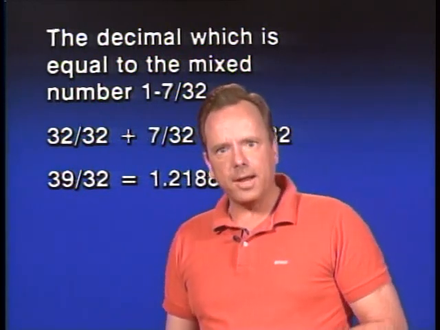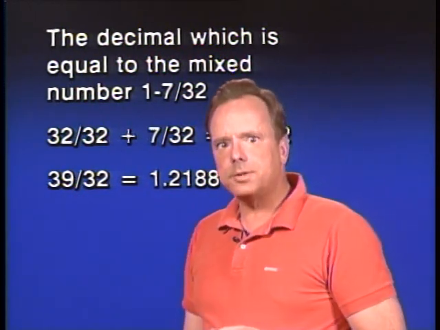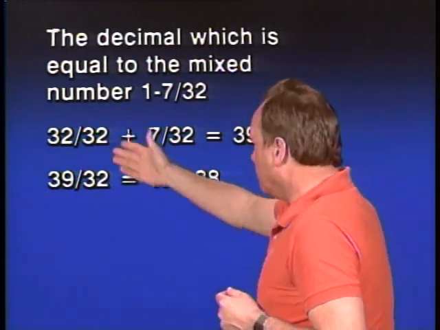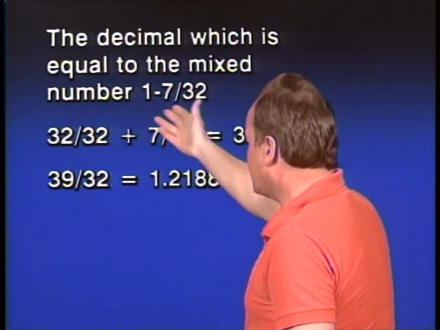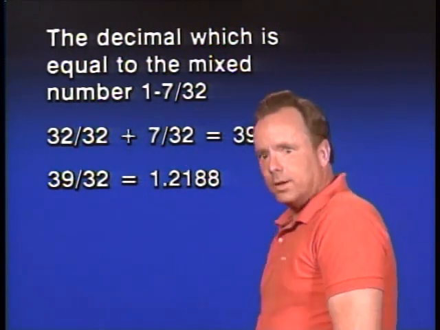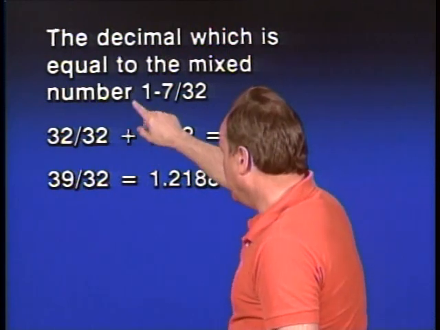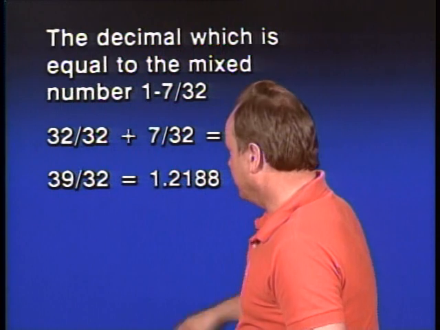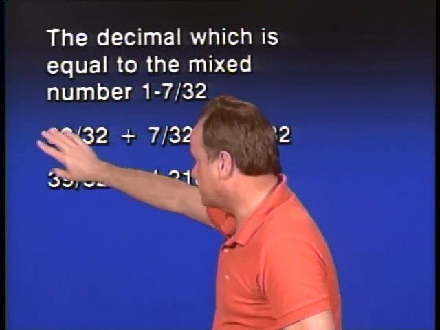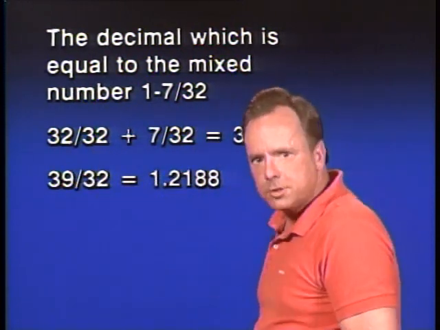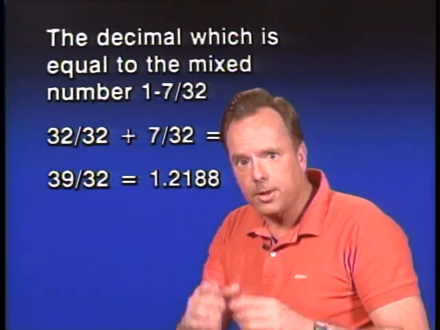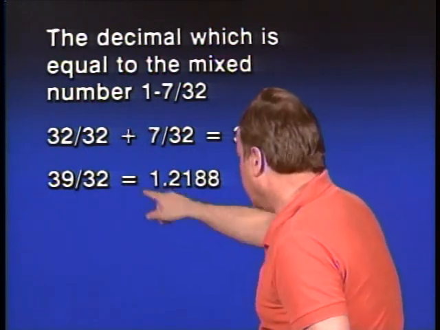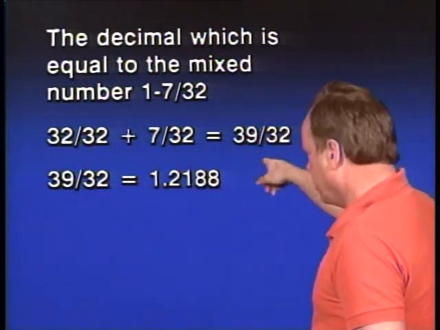And the thing you need to know about adding fractions is anytime you add fractions together, you have to have the denominator the same. Here's the question. The decimal, which is equal to the mixed number 1 and 7/32, is what? Well, let's do it. First of all, we'll have to take the 1 and add it to the 7/32. You can't do that. So let's make 1 a fraction, and it becomes 32/32. That's equal to 1. And once again, it has to be in 32nds because to add fractions together, the denominator, the bottom half, has to be the same. So you take the 32/32 and add it to 7/32, and you get 39/32.